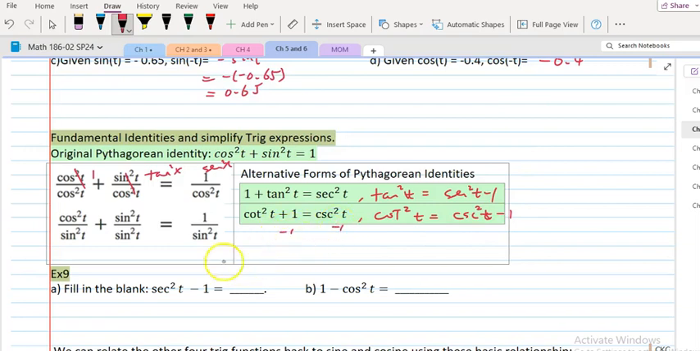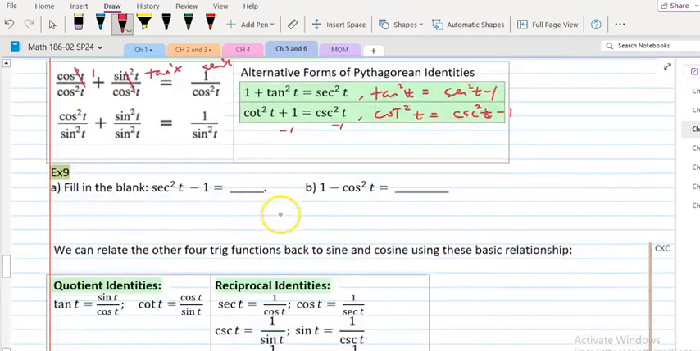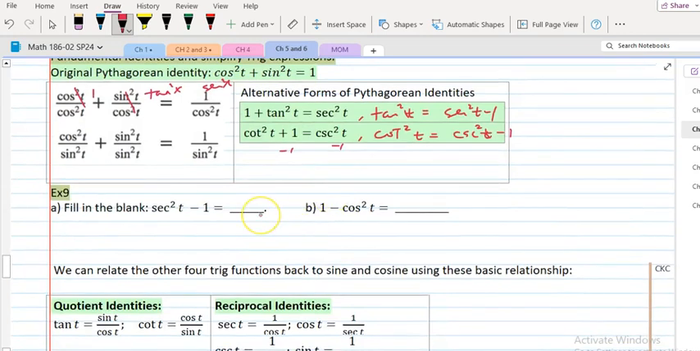Okay, so that is called the Pythagorean identities. All of these are called fundamental identities or Pythagorean identities. They're useful to convert or rewrite trig function values. So fill in the blank. Secant squared t minus 1 is what? Oh, it's equal to tangent squared t, because we wrote the alternative.